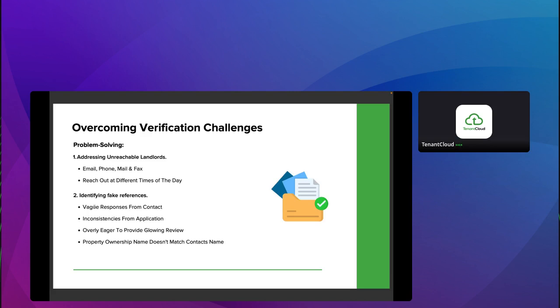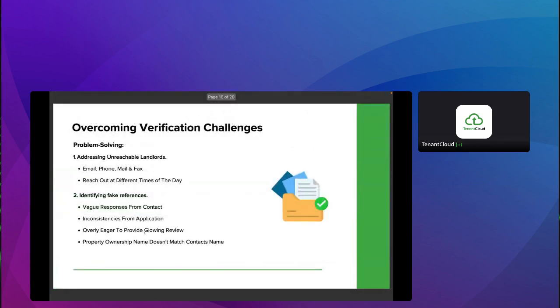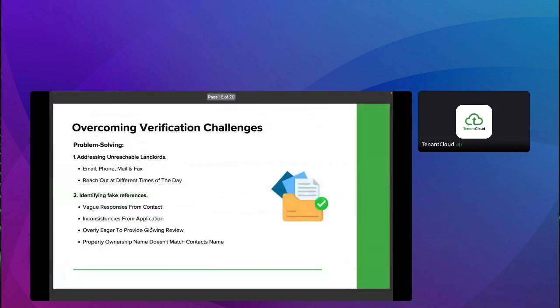And so things like vague responses from the contact that you reach out to. Maybe they can't recall the lease start date, or maybe they're having trouble recalling other information, or inconsistencies they provide that don't match the application. This comes back to these core questions here from your rental application. Or they're overly eager to provide a glowing view, which goes back to these landlords. And property ownership name online doesn't match the contact's name.